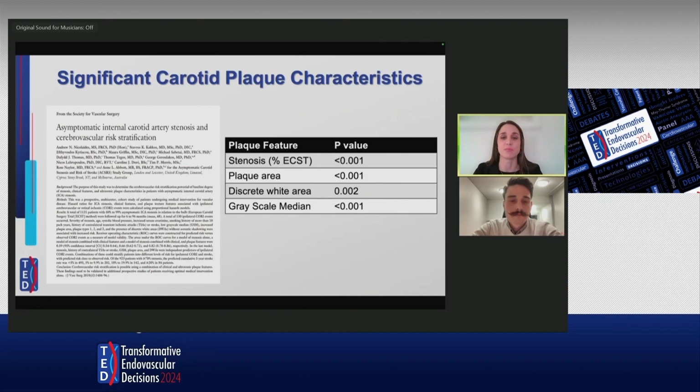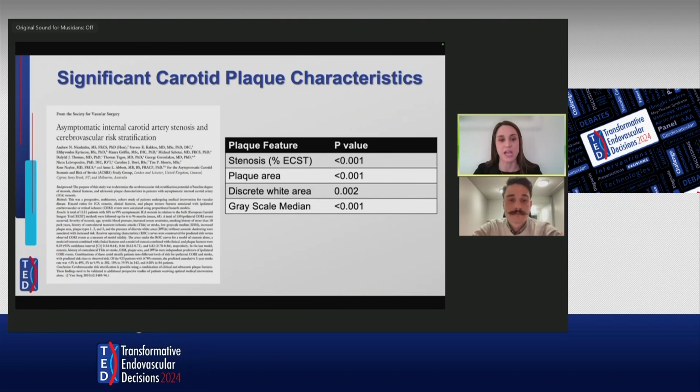This evidence comes predominantly from the study of over 1,000 patients in the asymptomatic carotid stenosis and risk of stroke study group. It has been demonstrated by Professor Nicolaides and the ACSRS study that the important plaque characteristics which classify a plaque as high or low risk include the amount of plaque, the echolucency of the plaque as measured by the grayscale median, and the presence of small discrete white areas within the plaque as demonstrated here by their significant p-values.